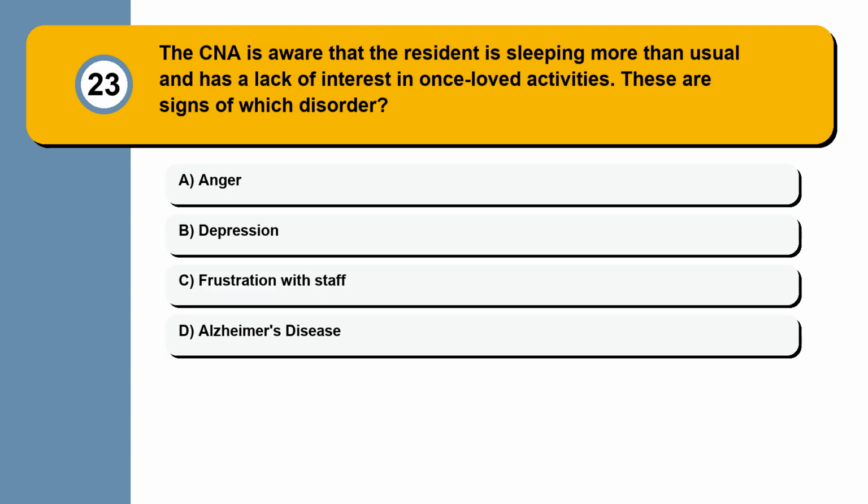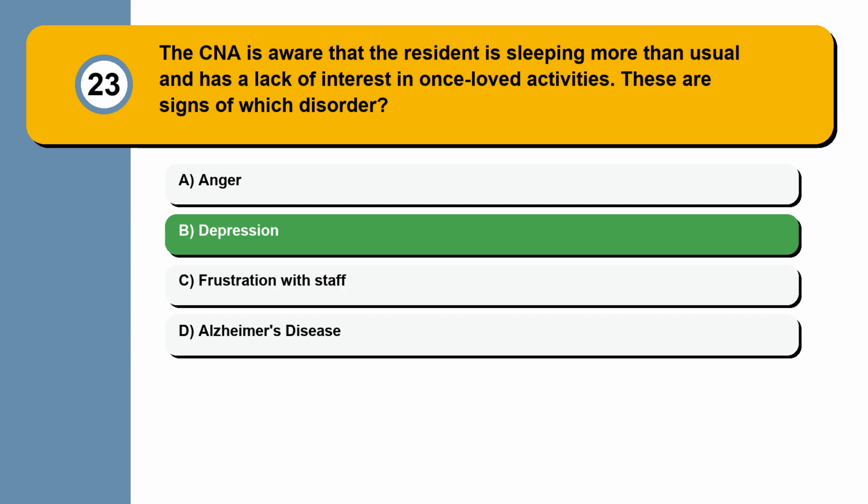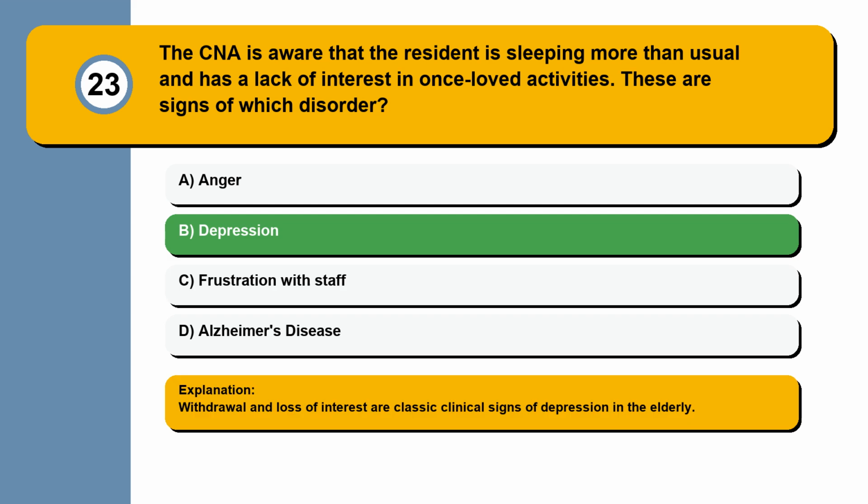Question 23. The CNA is aware that the resident is sleeping more than usual and has a lack of interest in once loved activities. These are signs of which disorder? Anger, depression, frustration with staff, Alzheimer's disease. Withdrawal and loss of interest are classic clinical signs of depression in the elderly.